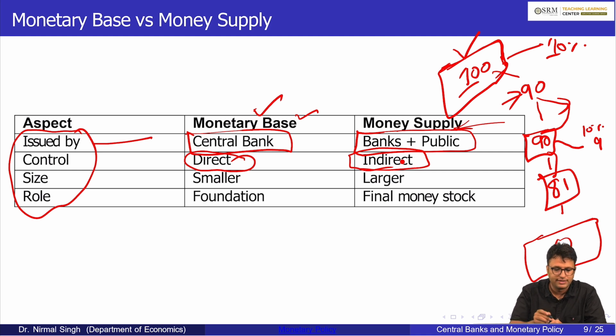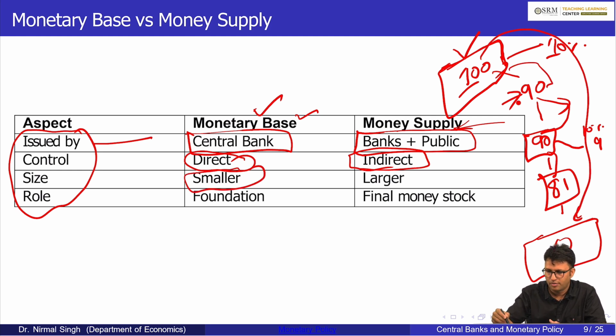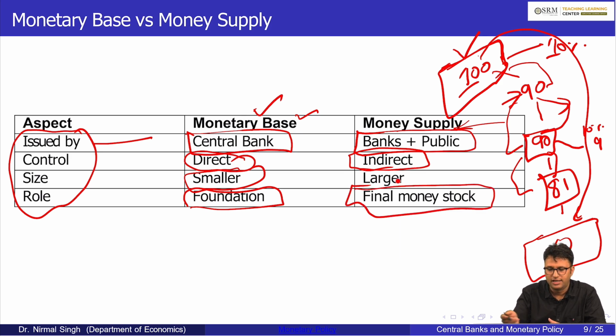Then size: obviously, as I discussed, this is the monetary base, so the base is going to be smaller, and the ultimate money supply, if we sum all the variables up, will be a higher, larger number. And the role: the base is just a foundation, on the basis of which the banks create money in the economy or increase the money supply. So it plays the role of a foundation, and the money supply is the final stock of money, the ultimate amount which is created in the economy.